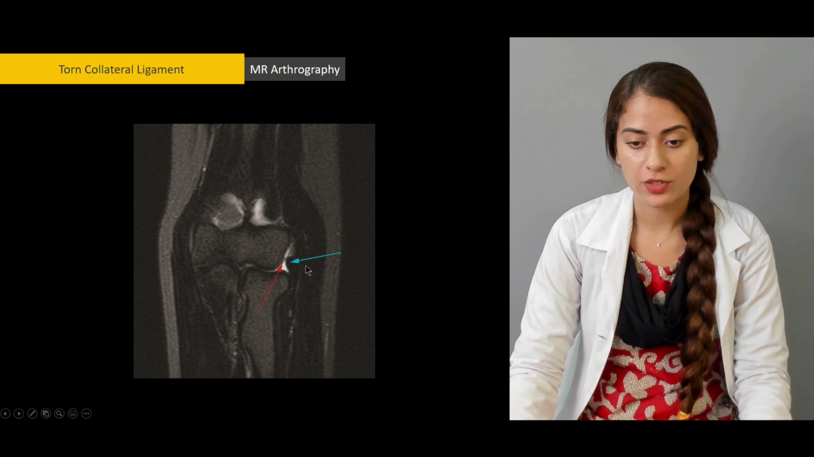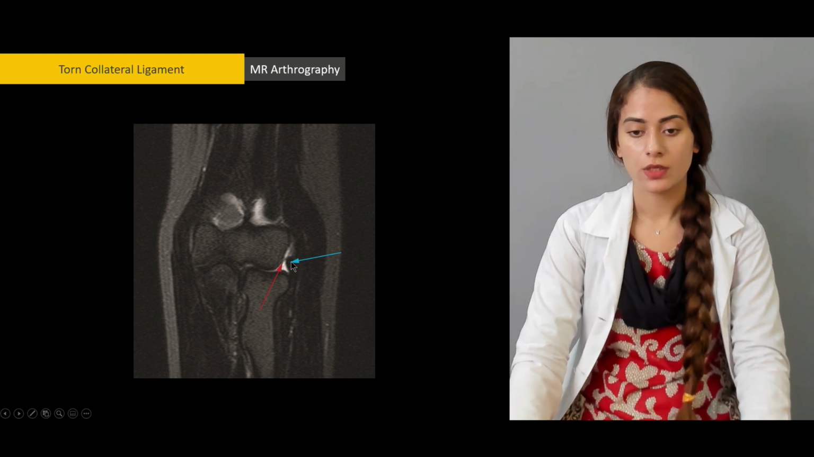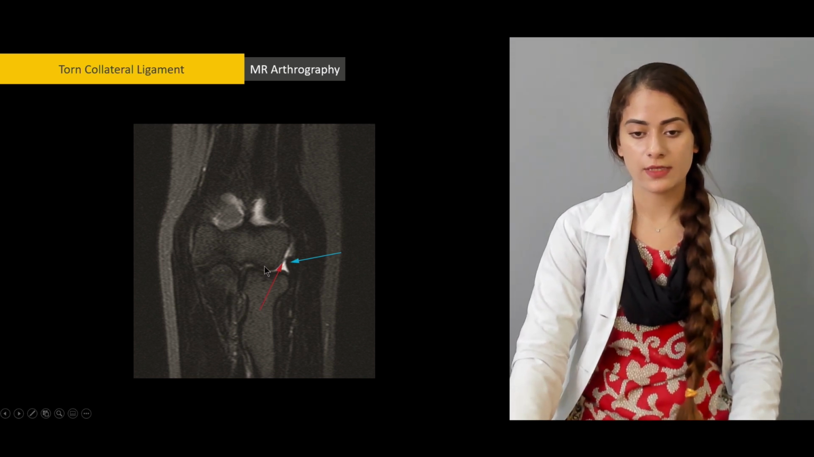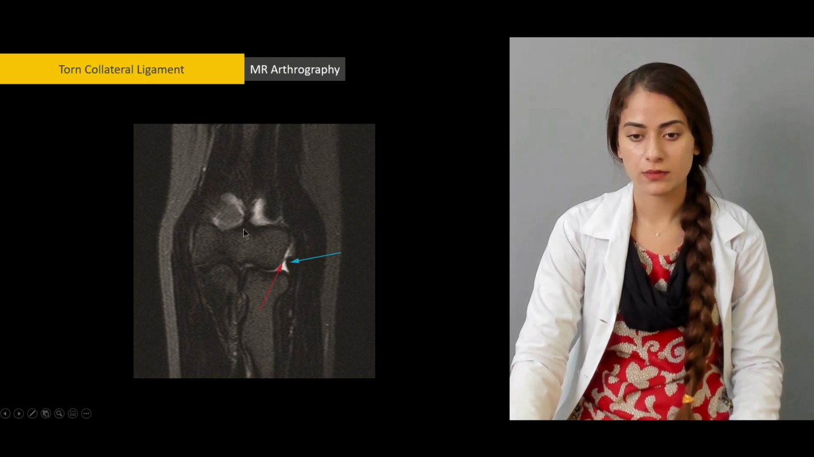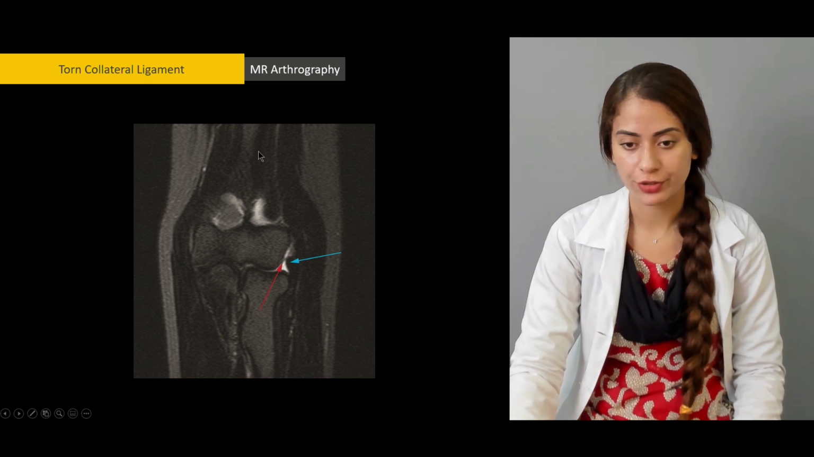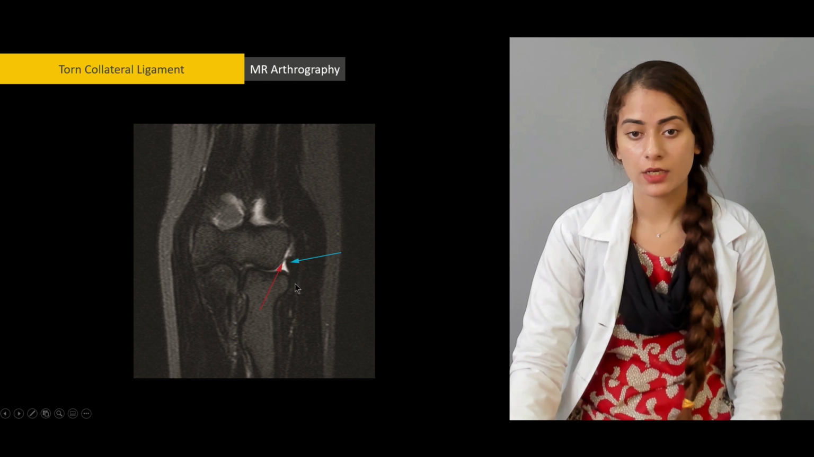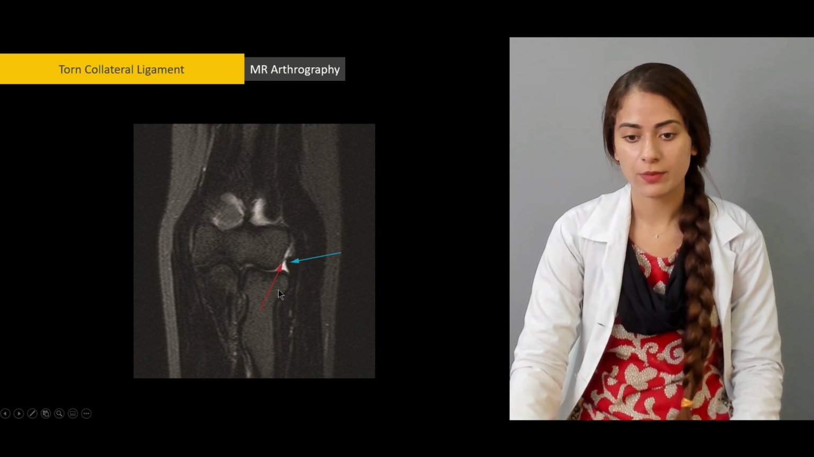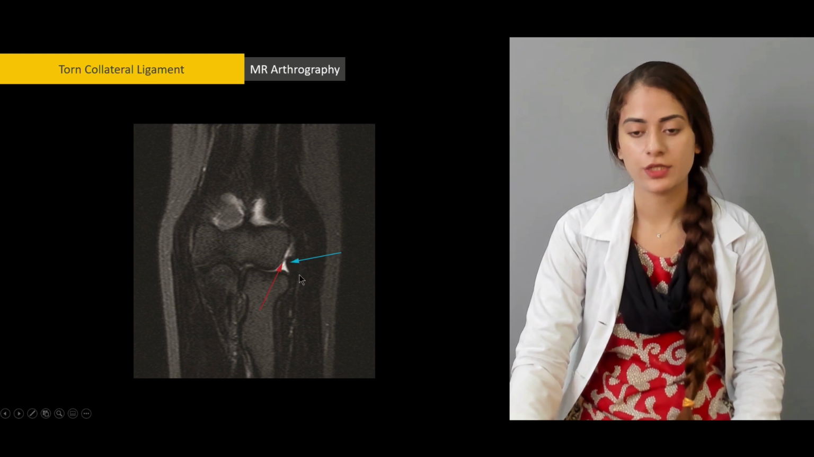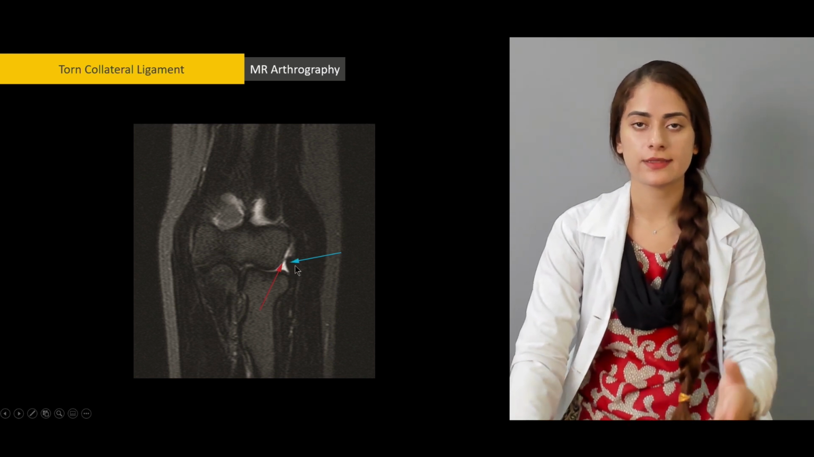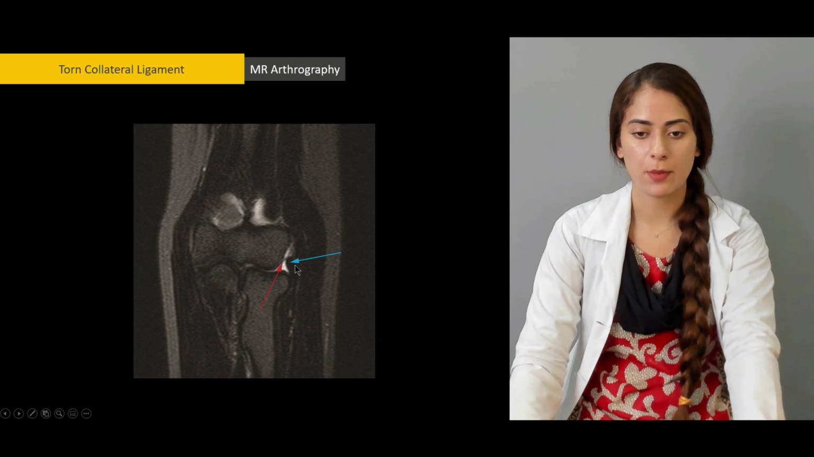Again, a STIR image. This is a coronal view. This is the ulna bone, the radius, and the trochlea and capitulum here, and the humerus. So this is the torn collateral ligament, which is present from here and here. So this is torn because of this dark portion here. So that is how you visualize it on an MRI.